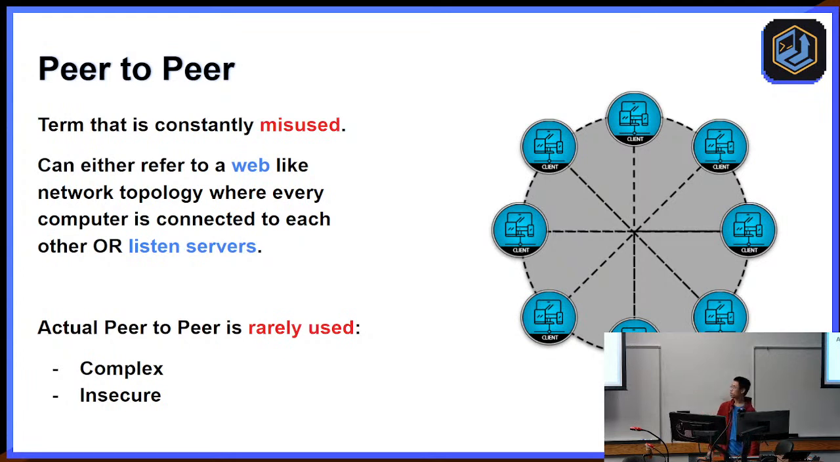And because it's a web, this one doesn't even show all the connections. The top client should be connected to that one, that one, that one, that one, that one, that one. So you're missing half of the lines. Because of this, it is super complex because you're managing all the connections, and it's also insecure because everyone's connected to each other, and you can't have someone who's the boss essentially.